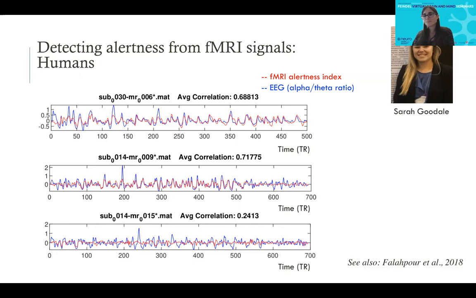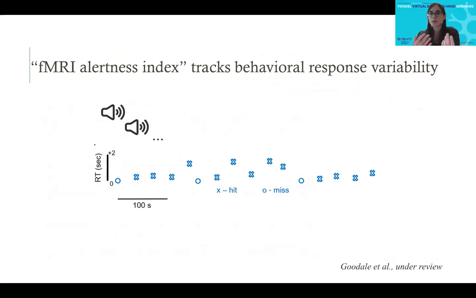But in addition to looking at whether we can track an EEG-based measure of alertness, we also wondered if our measure could be useful if you have a task and you're looking at capturing behavioral response variability. So we know that even if a person is presented with the same stimulus over and over, your response to the stimulus can still differ over time. And some of that variability might arise from how alert the person is. There are many other factors, but one factor may be how alert you are when the stimulus is coming in. And so we were interested in whether we could use that alertness index to try to predict how a person will respond to an upcoming stimulus.